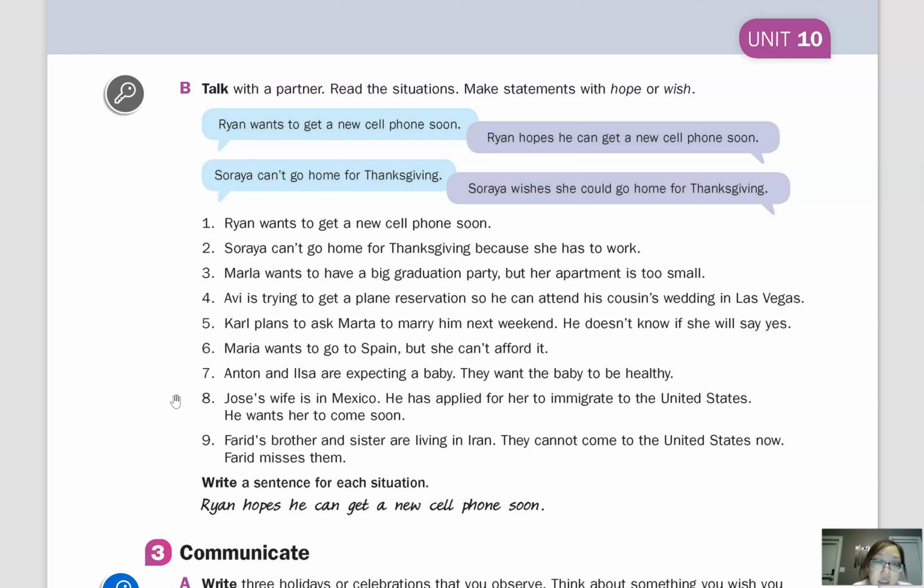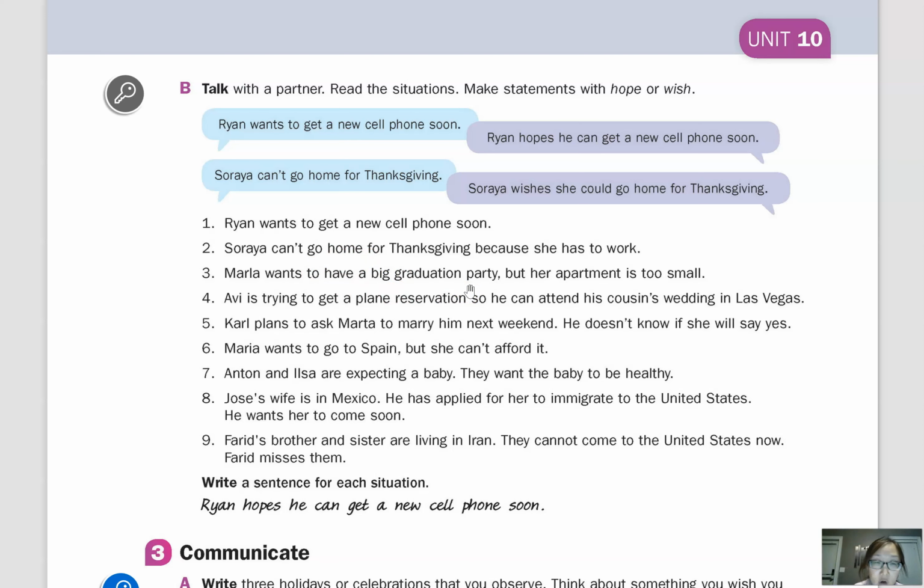Okay, so let's look at number 3. Marla wants to have a big graduation party, but her apartment is too small. Okay, so we can see that since she lives in this apartment right now, it's impossible to have a big graduation party at the moment. So we can use wish. Marla wishes she could have a big graduation party.